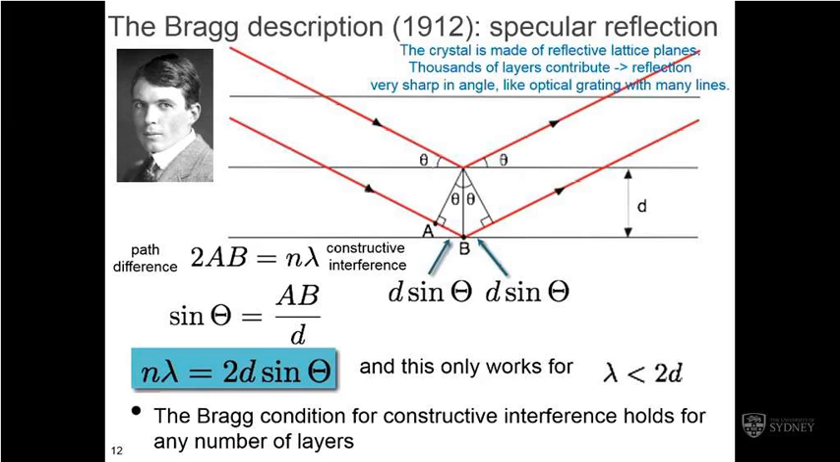So we have this condition here, and we can see that this is actually equal to d sine theta. This is also equal to d sine theta. So basically, you get your well-known condition n lambda equals 2d sine theta. Okay, so this is the Bragg condition for constructive interference. An important formula that you've probably seen before.